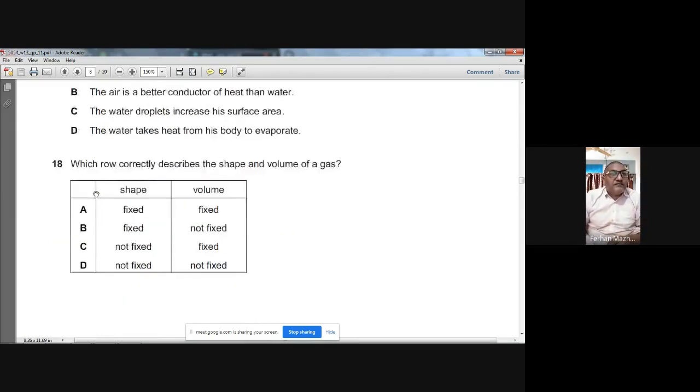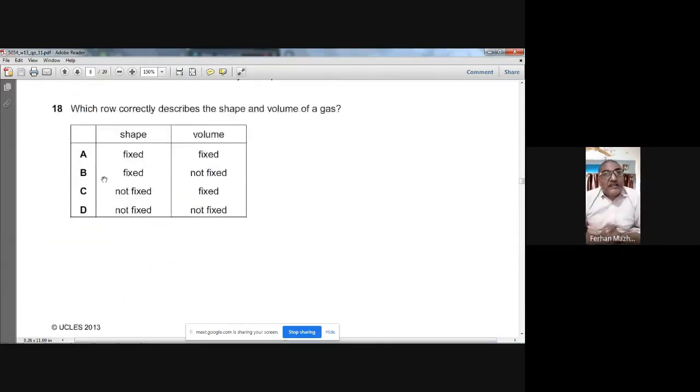Question number 18. Which row correctly describes the shape and volume of a gas? The gas, its volume is not fixed. Its shape is also not fixed. So D is the option, not fixed, not fixed. Okay.